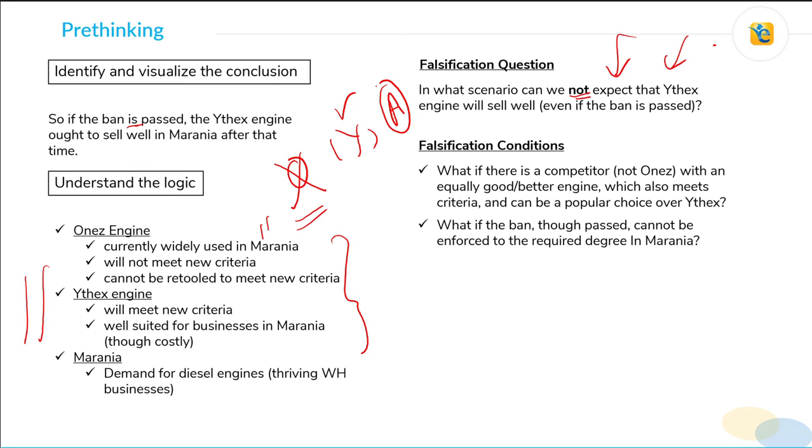Another condition where your conclusion breaks is also very, very simple. What if there is always a gap between passing a bill and actually implementing it? Even if the ban is passed, it has to be implemented properly, right? What if the ban, in a place like Marania, cannot be implemented properly? And when I say properly, I mean to the right degree. To the point that 1Z engines are either not sold at all or sold at significantly low numbers. What if a ban at such a proper level is not at all possible in a place like Marania?